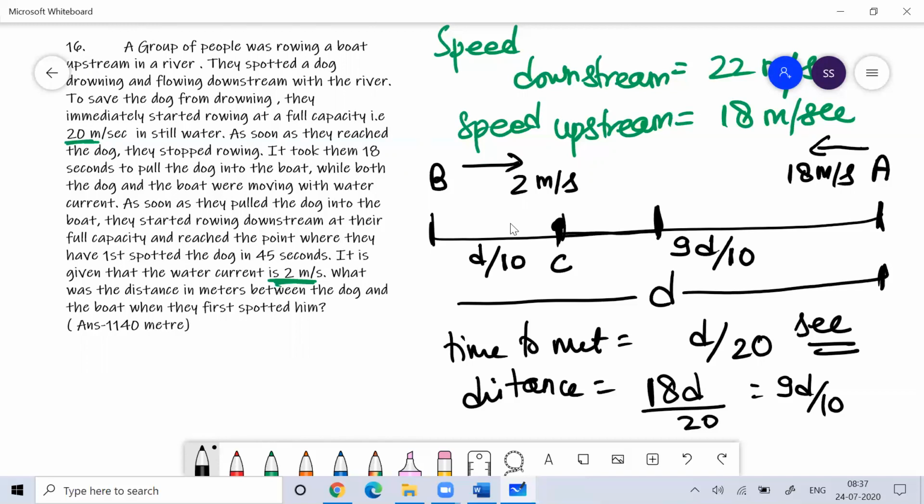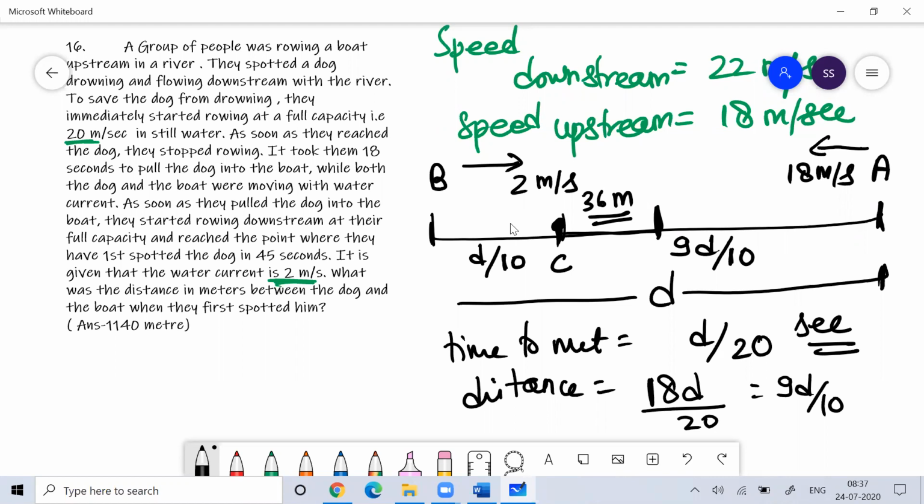So they were not rowing, and it took them 18 seconds to pull the dog, and they were definitely moving with the water. The speed of water is how much? 2 meters per second. So how much distance would they have moved? They would have moved 36 meters here. Correct? Okay, fine.